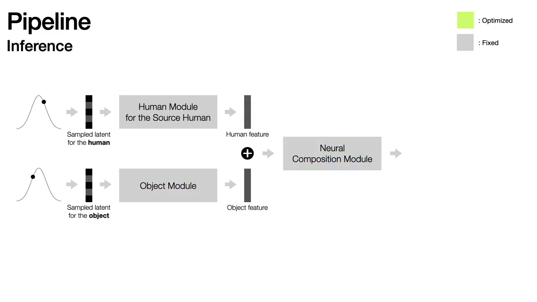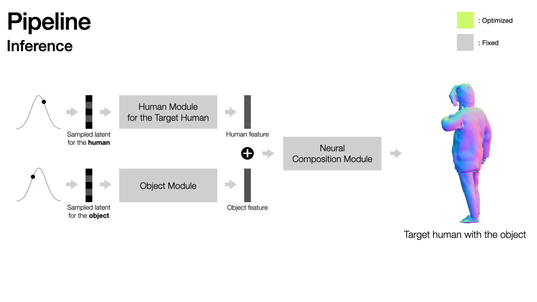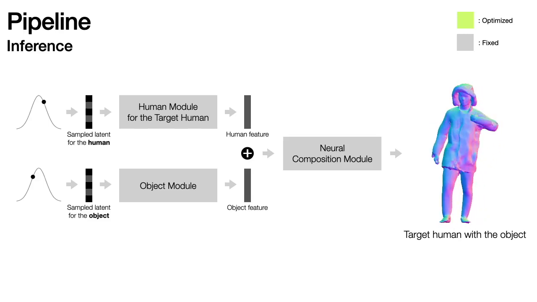During the inference, the human model trained for modeling the shapes of the source human is switched with another human model trained with a dataset containing diverse human shapes in order to generate a variety of novel target identities with objects. We demonstrate the expressive power and controllability of our composition model via inferences in various scenarios by controlling latent codes for humans and objects.